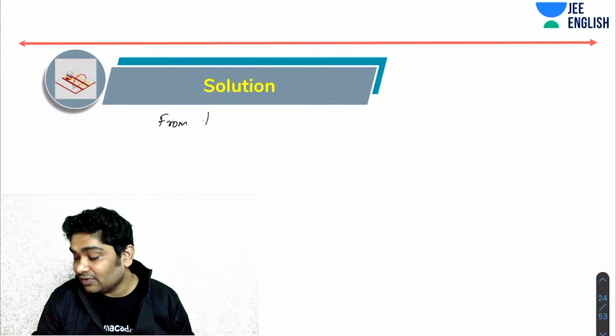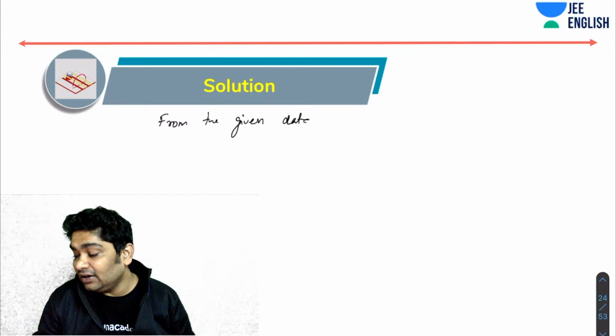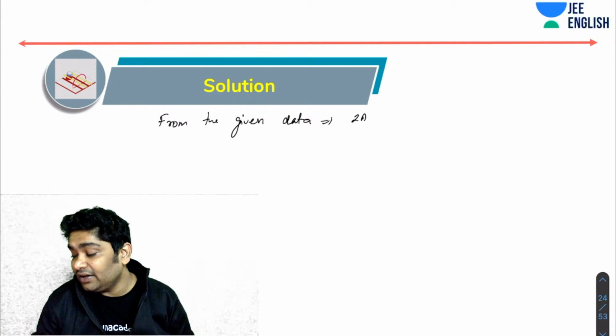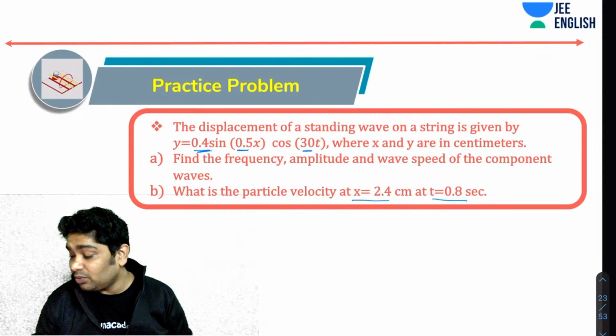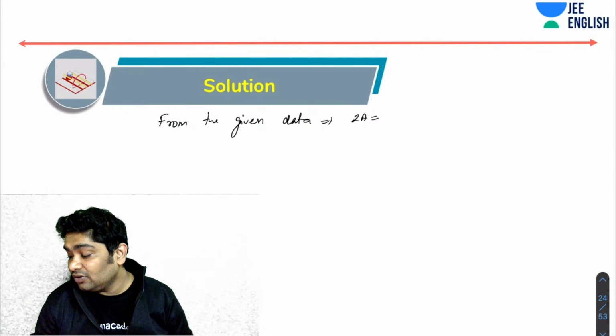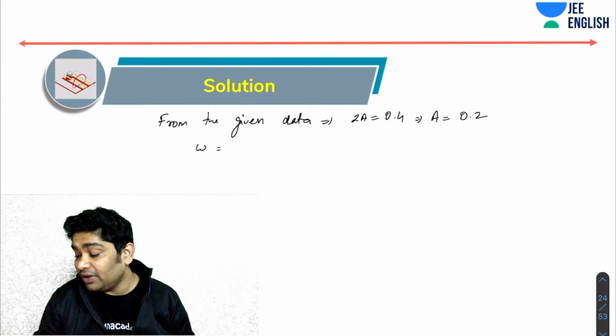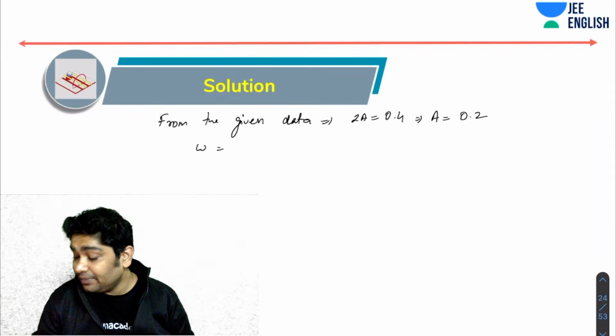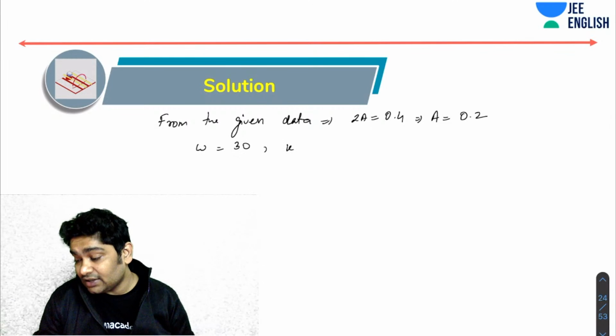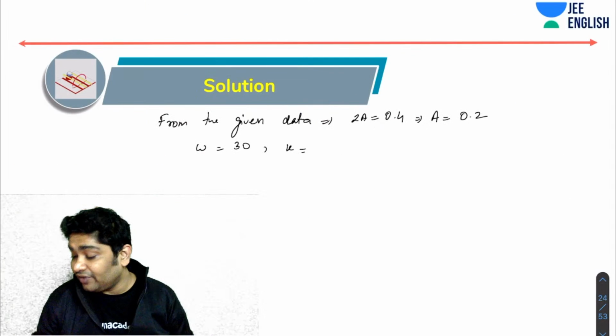Okay, so let me only answer. From the given data, what I realize is 2a equals 0.4, therefore a is 0.2. Okay, and what is omega? Omega is 30. What is k? K is 0.5.